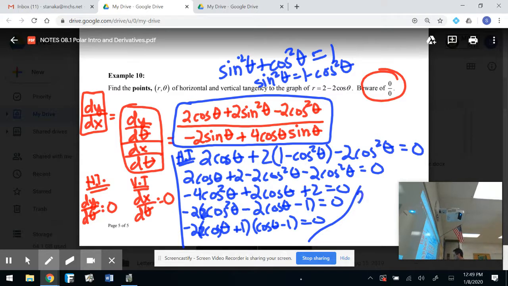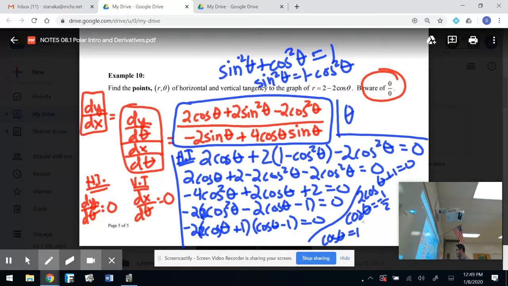So I get 2 cosine of theta plus 1 equals 0, which would mean cosine of theta equals negative 1/2. And then my other one would be cosine of theta minus 1 equals 0, or cosine of theta equals 1. I'm running out of space, so I'm sorry, class, we're going to come up here. If cosine theta is equal to negative 1/2, what are my 2 answers? 2 pi over 3 and 4 pi over 3.